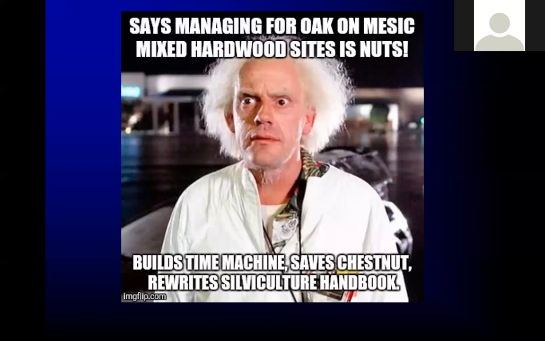Getting back really quickly to evenness: if you had five species and there's the same number of trees in each one of the species, you would have perfect evenness. If you had five species and one species had 95 trees and the other species had one tree apiece, then that would be a very uneven stand as far as evenness.